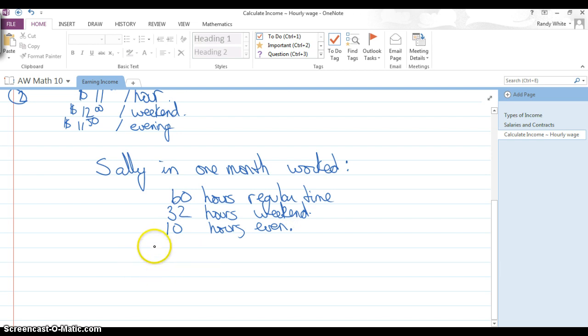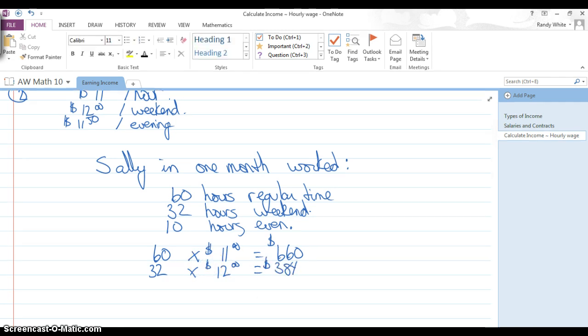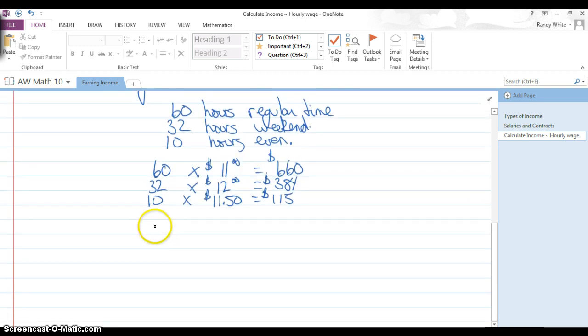So on the calculator, you're going to take the 60 hours times the $11 that she gets paid, which is $660. You're going to take the 32 hours that she worked and multiply that by $12. Then you're going to take the 10 hours that she worked in the evenings and multiply that by the $11.50 she gets paid, which is $115.